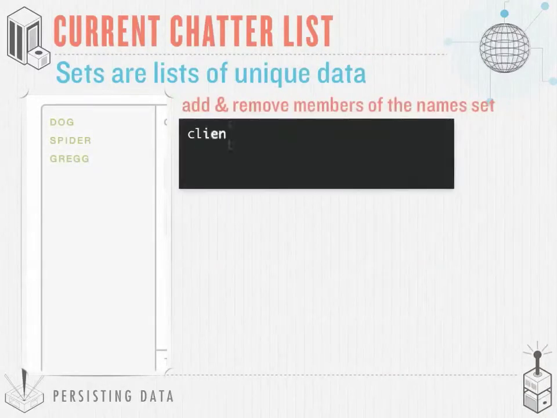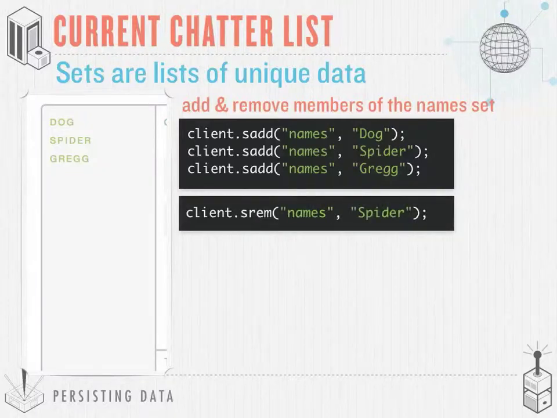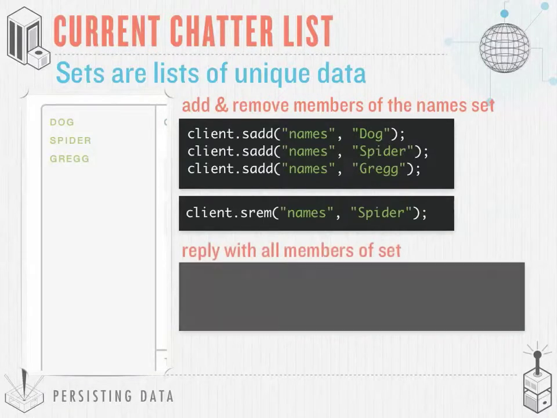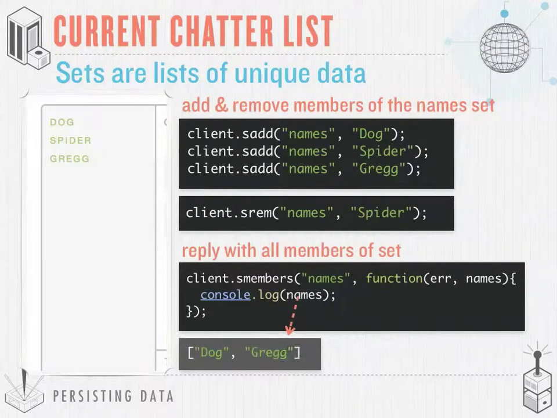We can add to the set by using the sadd command, and here we're adding 3 members to the names set. We can remove values from the set using the srem command. When we want to retrieve all the members of a set, we use the smembers command, and that will call the callback with an array of names of everyone in the set. So let's jump right into using sets to implement this feature.